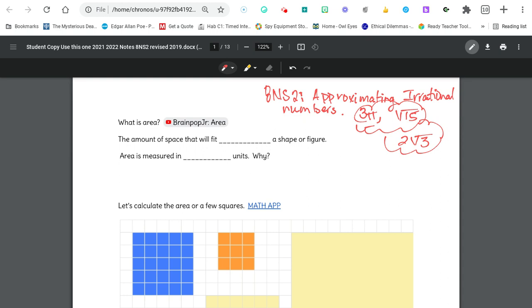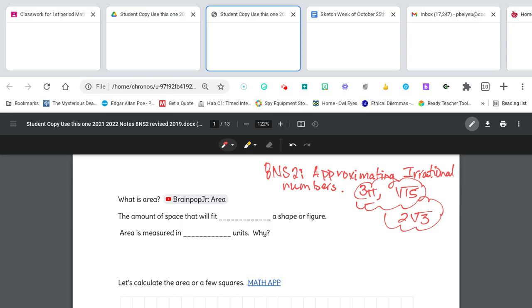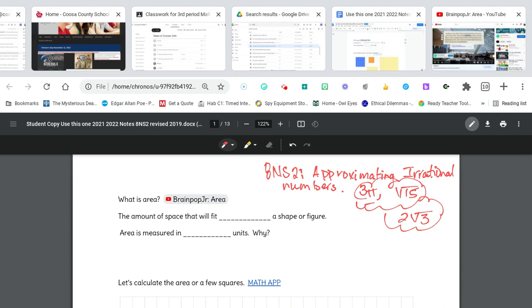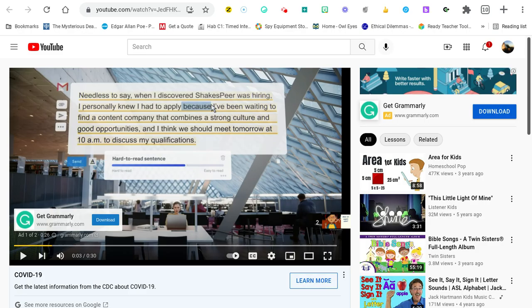So if you don't know what area is, I'm going to show you a little video. It's elementary. Sorry, guys. But it explains area really well. So let's take a look at that.